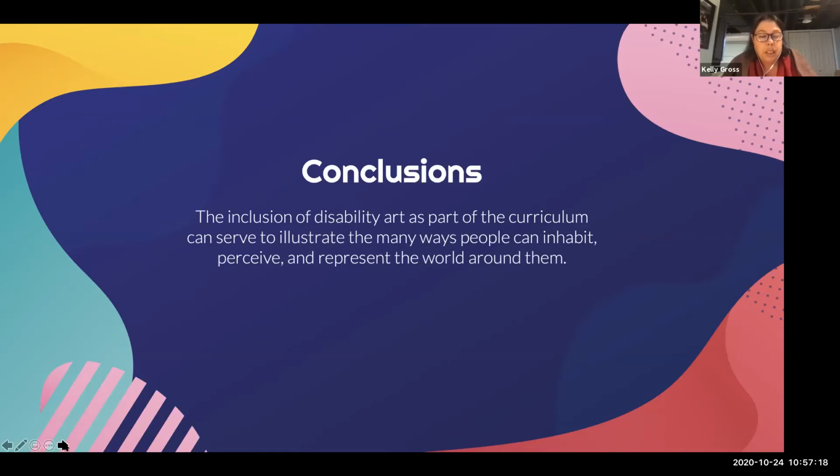More importantly, the inclusion of disability art as part of the curriculum can serve to illustrate the many ways that people can inhabit, perceive, and represent the world around them. This has important implications for students to understand their own divergence and differences.